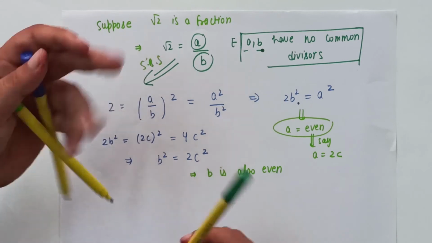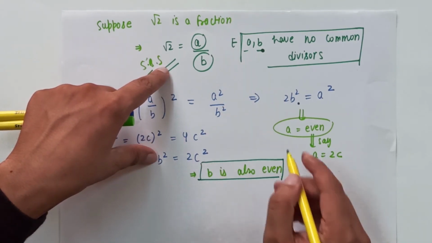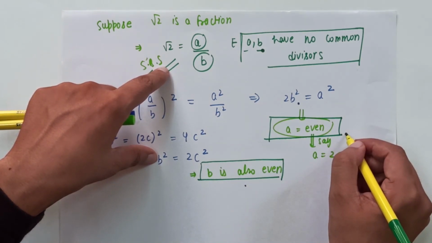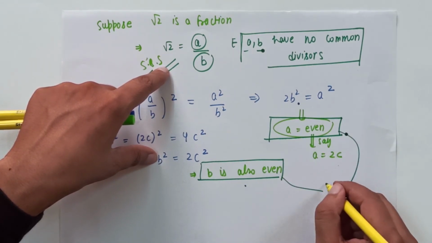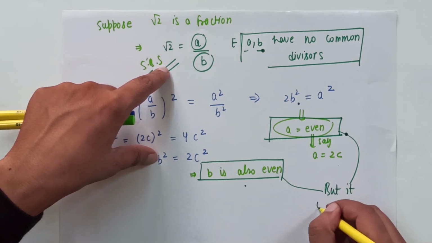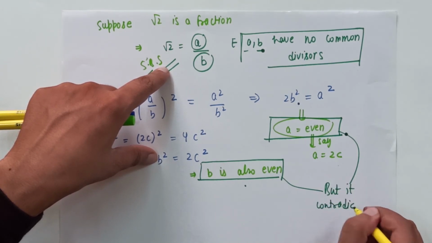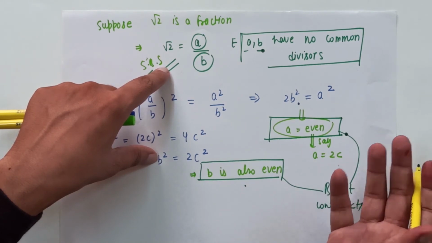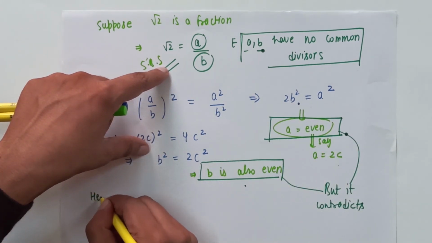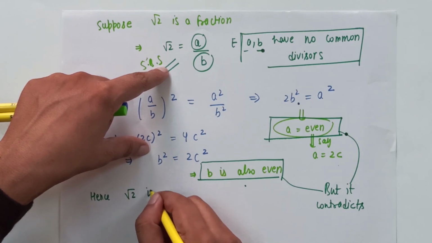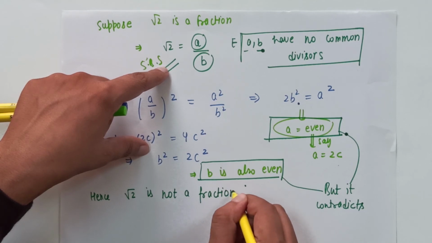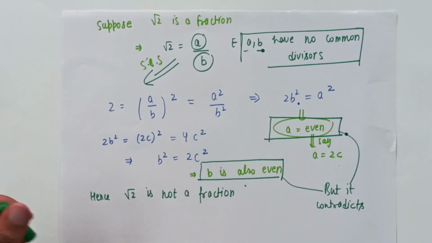Now consider these two statements which I am highlighting. We are saying that b and a both are even numbers, but this contradicts our above statement that a and b have no common divisors. In this case as a is even and b is even, both have the same common divisor, that is 2. Hence root 2 is not a fraction, because it contradicts our above statement.